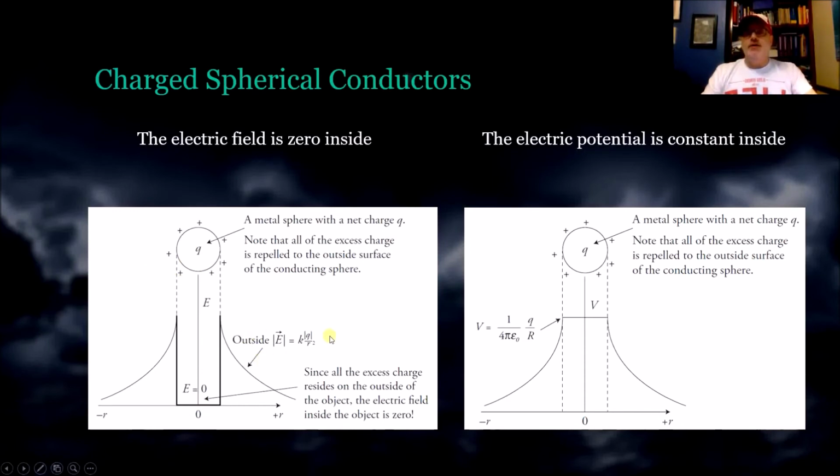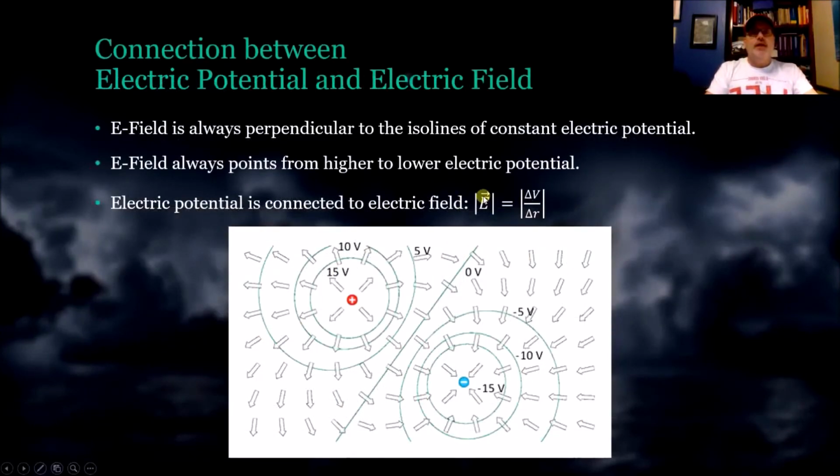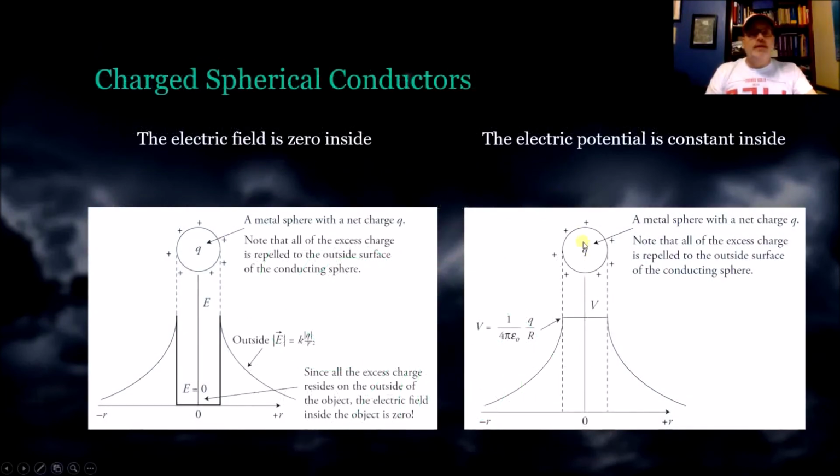So on the outside, you get kq over r squared, and it decreases as 1 over r squared, and it's 0 in the middle. What does that mean for the potential? Well, go back to our equation right here. If the electric field is 0, then there can't be any change in potential. So on the inside of this conductor, the potential has to be the same, okay?